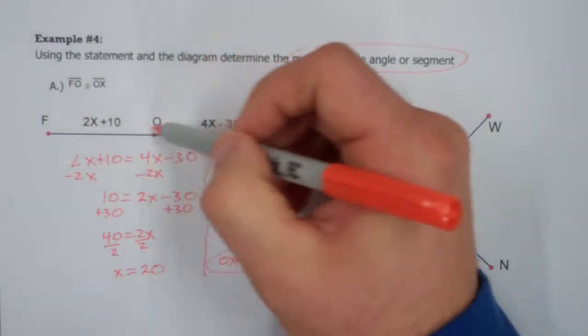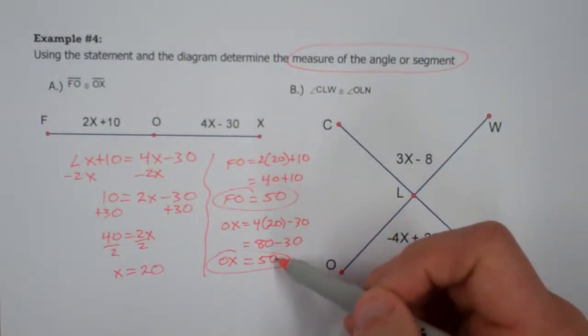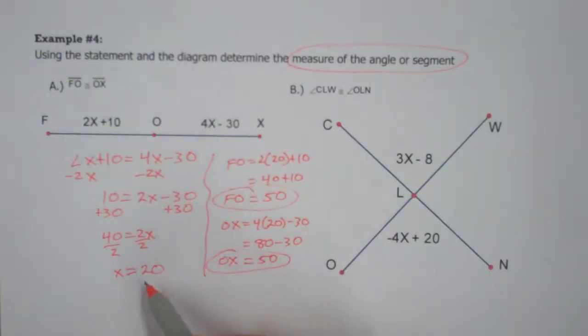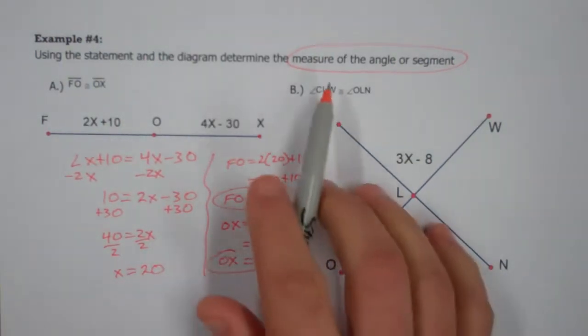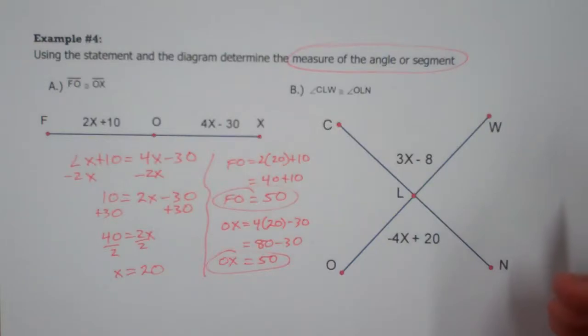If those are congruent, then they should have the same measure, and this is a good check. X is not the solution for this. We have to determine the measure of the angle or segment.